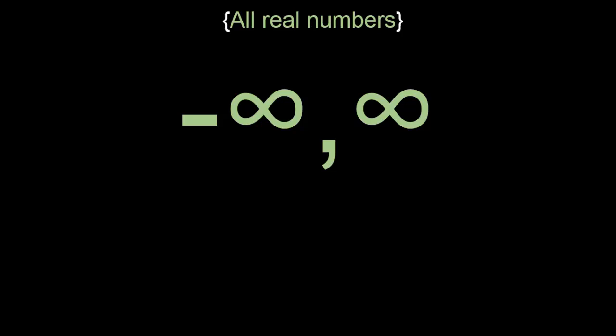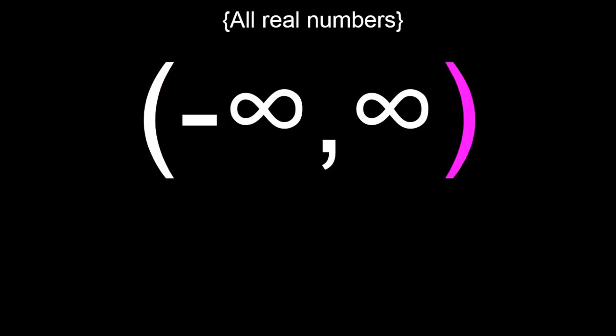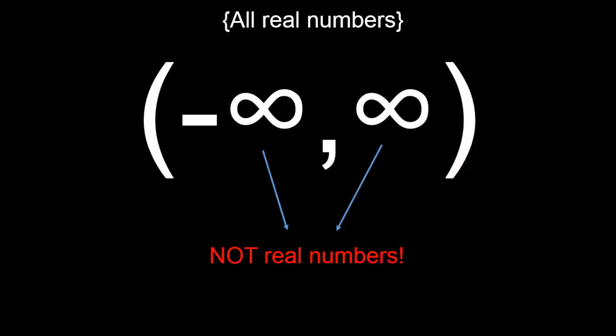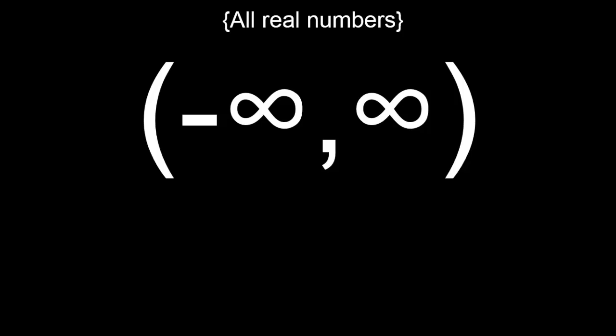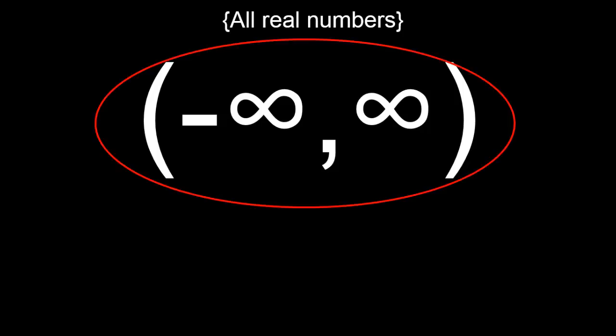Now what about if we wanted to write down the set of all real numbers? How would we do this? Well, it would be no different from before. We will just write down negative infinity, infinity, indicating that our set includes all real numbers between negative infinity and infinity. But we will enclose this with a left parenthesis and a right parenthesis. The reason being that our set here does not include the numbers negative infinity and infinity, as these are not real numbers. So this right here is one piece of notation for referring to the set of all real numbers.